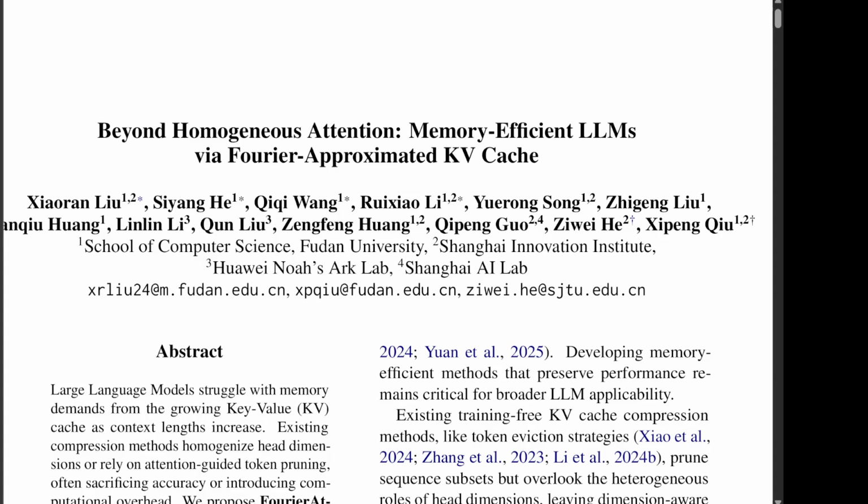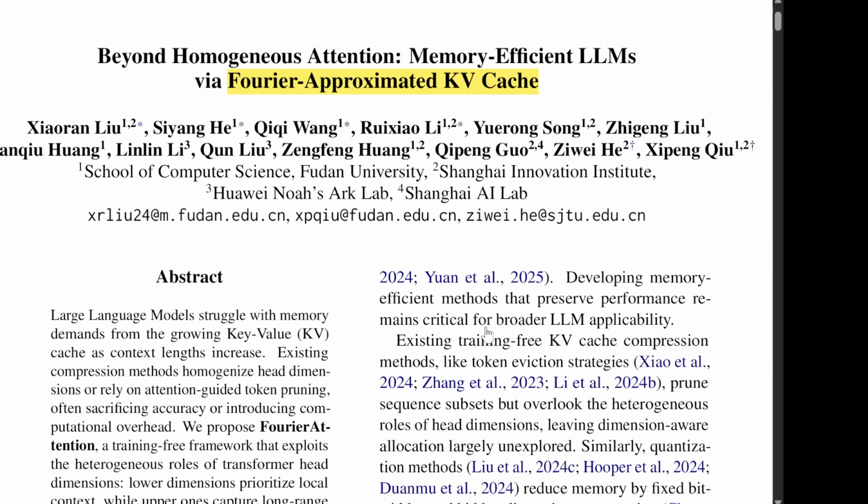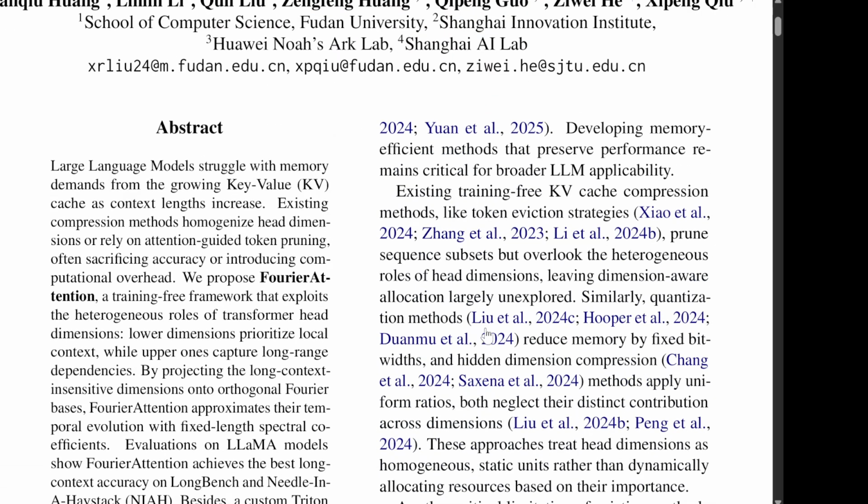Right. And our mission today is to explore a fascinating new approach called Fourier-Attention. It's detailed in this paper, Beyond Homogeneous Attention, memory-efficient LLMs via Fourier-Approximated KV cache. And this isn't just another small tweak, apparently. It offers a training-free way to tackle this memory problem. And it comes with some truly surprising findings about how LLMs actually think about information, you could say. You're going to hear about innovative techniques and some pretty impressive results on real-world benchmarks that really push the boundaries of what these models can do.